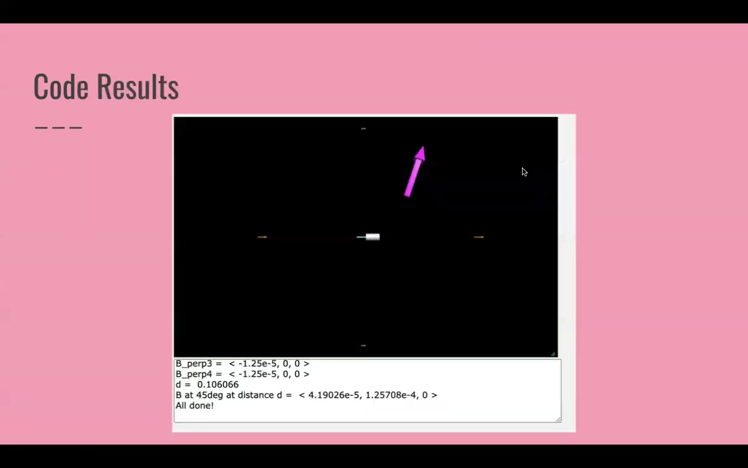I'm editing these lines to match my average d perp from the previous slide, and the 45 degrees, to match the math that I was doing in the previous slide. Then here are my coding results, with B perp and D, and you can see the idea of the magnetic field at each position.